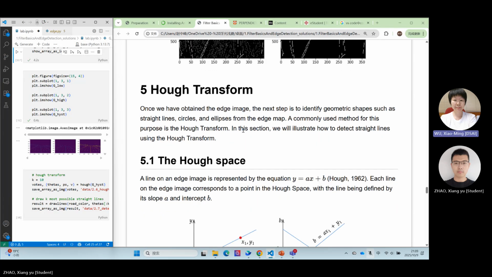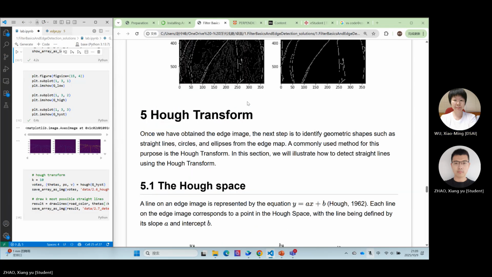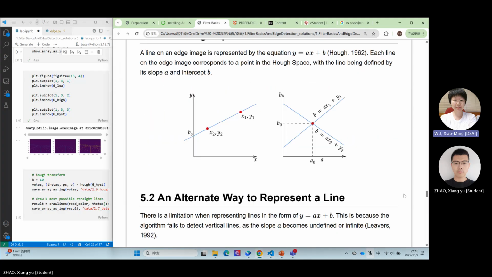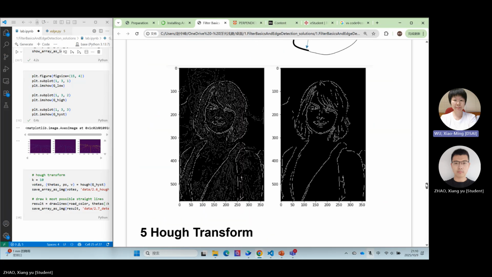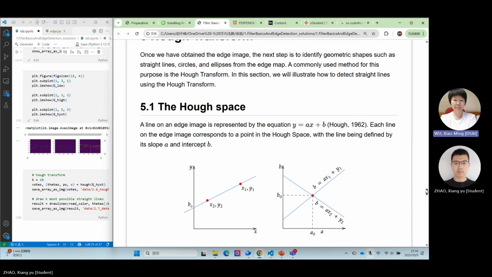And the final part is named the Hough transform. It is a bonus part. After you have achieved this part, you will get some bonus scores. Okay, let's see this part. It may be difficult.